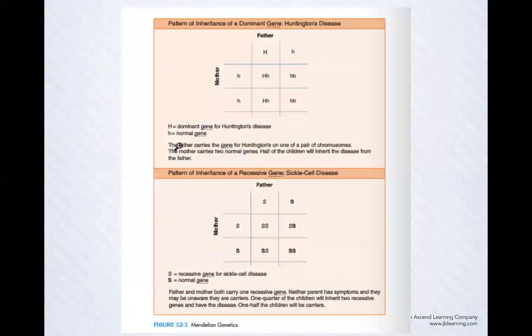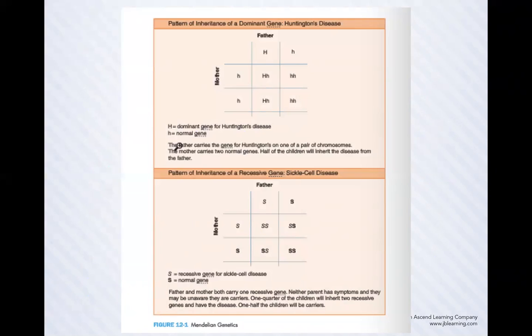Look at this page right here, 178. You can see a dominant gene for Huntington's disease, a very debilitating disease that has no cure. The father carries the gene on one of the pair of chromosomes, and the mother carries two normal genes. Half of the children will inherit the disease from the father, while the other half will not, because the father is carrying the dominant gene. This is called a dominant disorder, so it means it's being passed on.